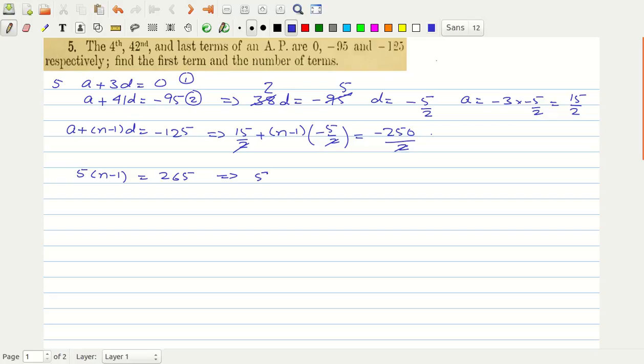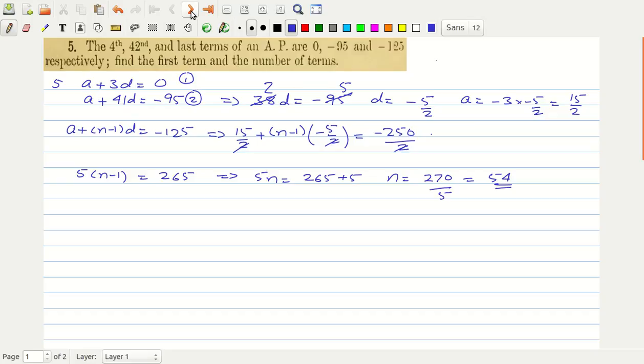and therefore 5n is equal to 265 plus 5, n is equal to 270 divided by 5, and 270 divided by 5 is equal to 54. So n is equal to 54. So we know the first term is 15 by 2 and the number of terms is 54, right.